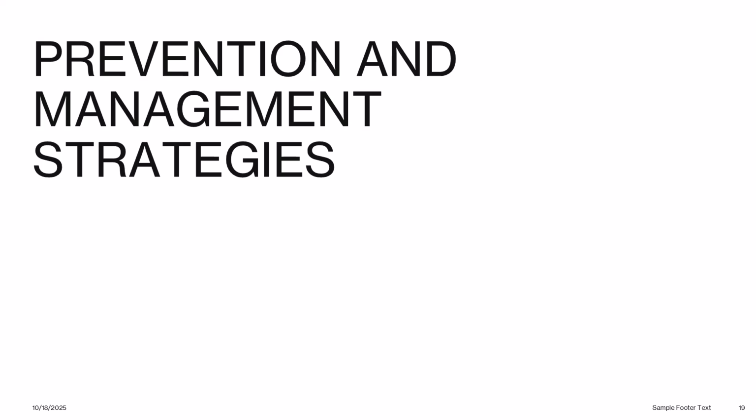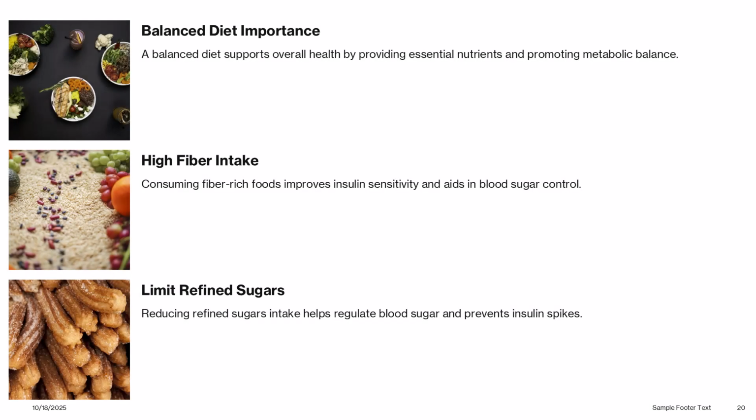Section 5. Prevention and management strategies. Fortunately, insulin resistance can be managed and often reversed through proactive strategies. Dietary recommendations. A balanced diet rich in whole foods supports metabolic health. High fiber intake improves insulin sensitivity and stabilizes blood sugar. Limiting refined sugars helps prevent insulin spikes and glucose overload.